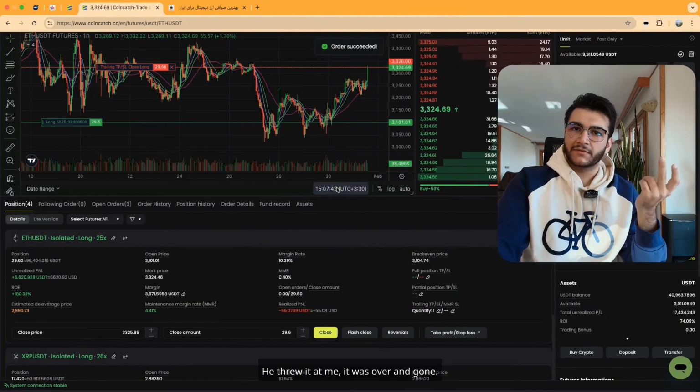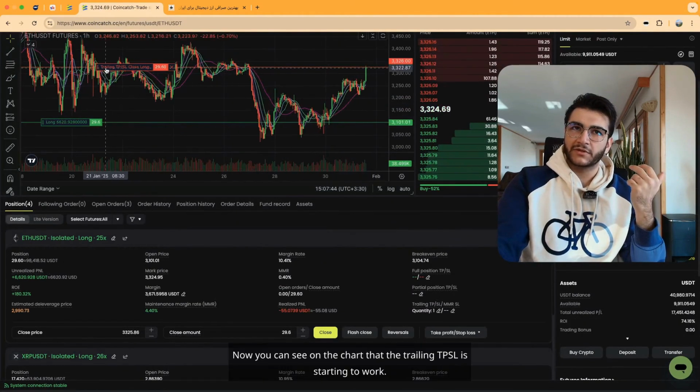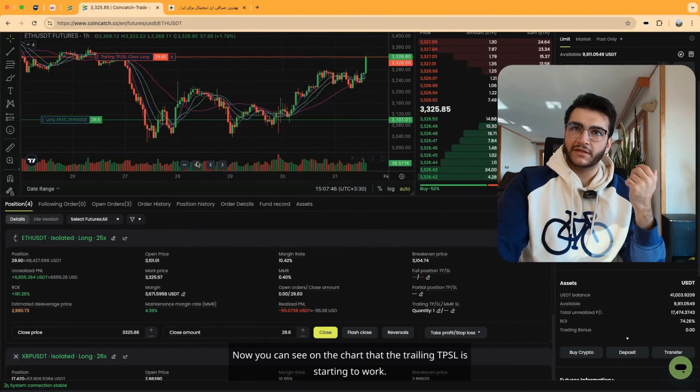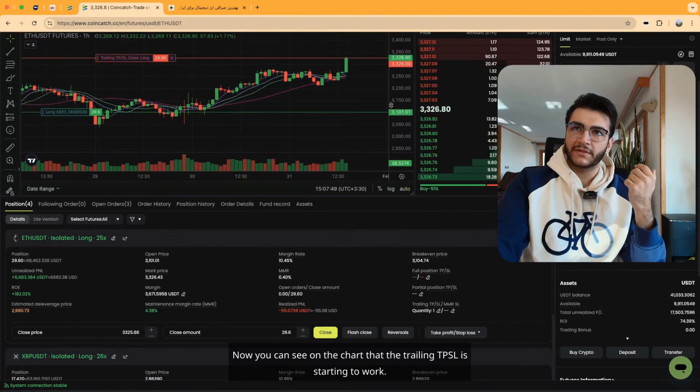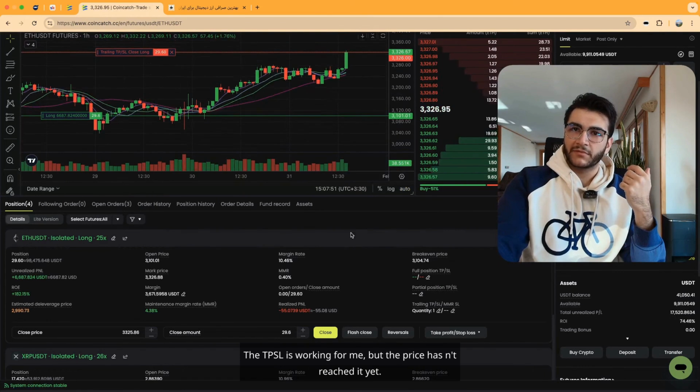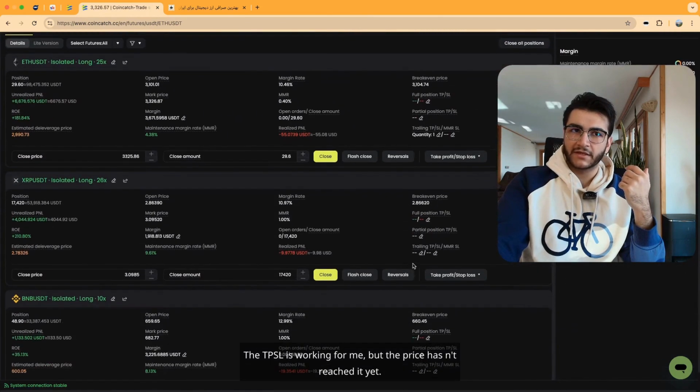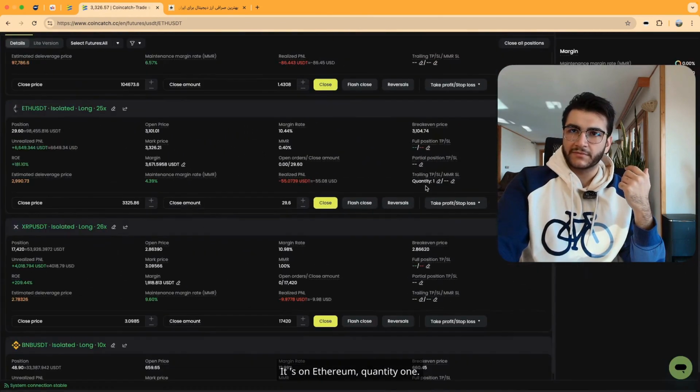Now you can see on the chart that the trailing TPSL is starting to work. The TPSL is working for me, but the price hasn't reached it yet. It's on Ethereum, quantity 1.